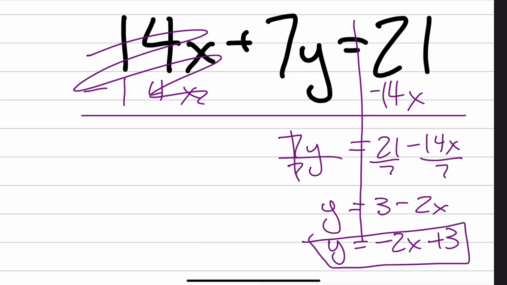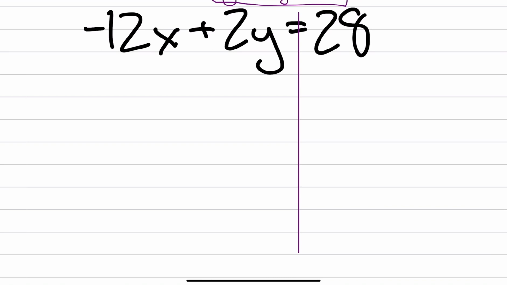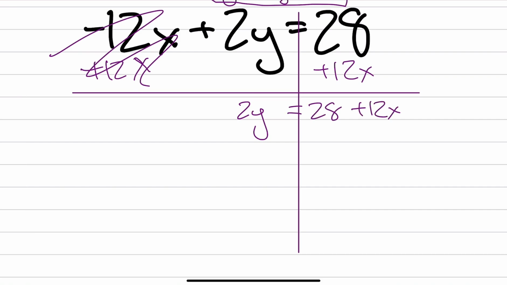Okay, next one. We got negative 12x plus 2y equals 28. All right, draw our line. Get rid of that x term or move the x term. Now we have a negative 12x, so I want to do the opposite and add 12x. There we go. Plus 12x. Cool. These are gone. So we have 2y equals 28 plus 12x.